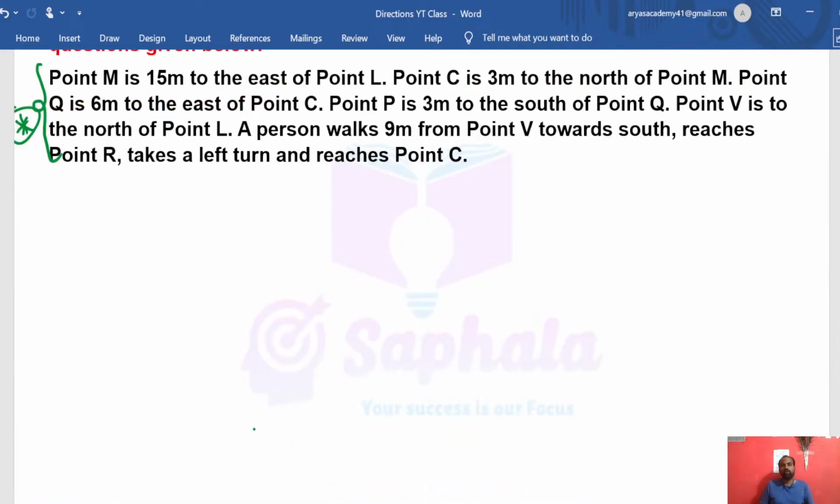Yes, now you draw the diagram for this particular given information, and then we will be solving 3 questions based on it. I'll write it. So point M is 15 meters east of point L. So I'm taking L here, and I have to go 15 meters.